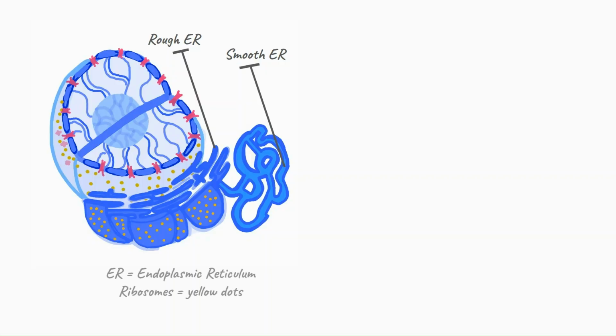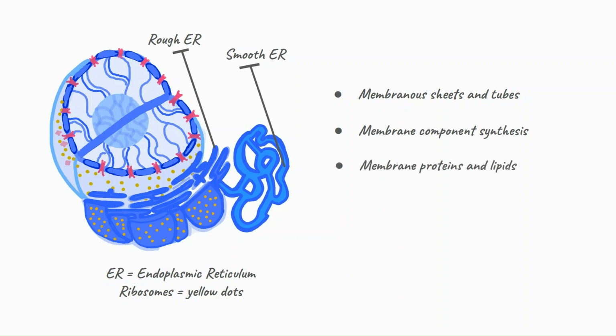Okay, so both the rough and smooth ER are a network of sheets and tubes that are membranous. Both the rough and smooth ER are active in the synthesis of membrane components. And these components are usually proteins and lipids. Specifically, the rough ER synthesizes proteins, while the smooth ER synthesizes lipids and steroids. Steroids are a type of lipid molecule made of 4 carbon rings.